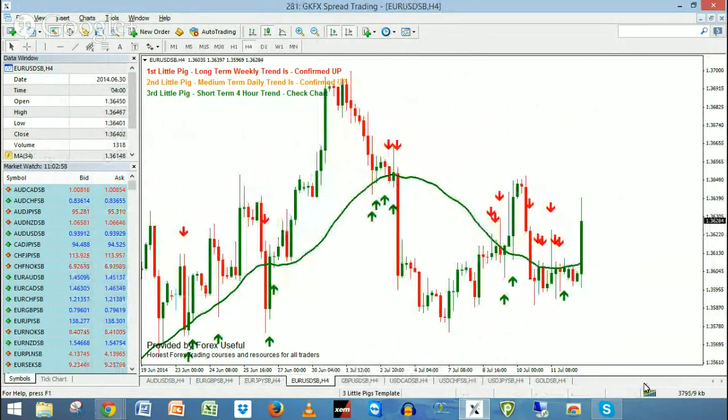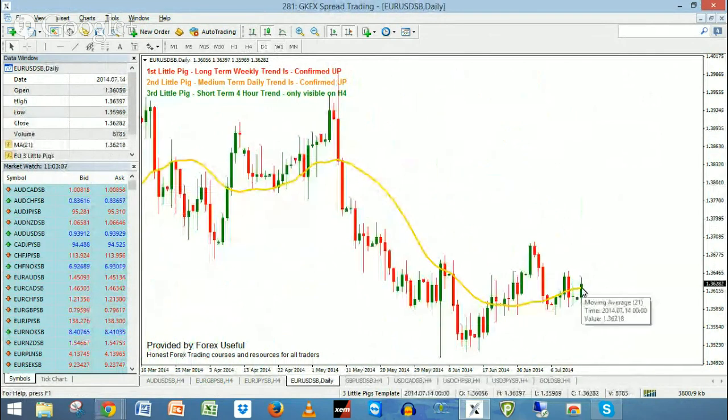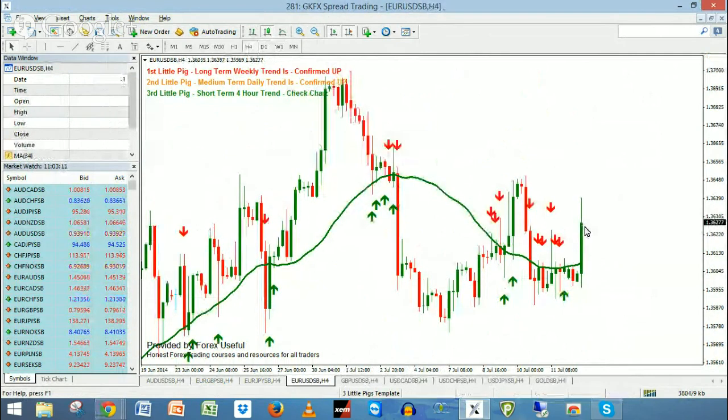Euro USD is next. We're up and up here. It's actually just changed this morning. The weekly's been up for some time, and the daily's just moved up again this morning. So if we get the signal here and this closes with both time frames up, we'll take this trade to the long side.